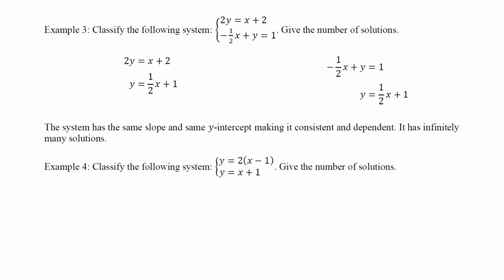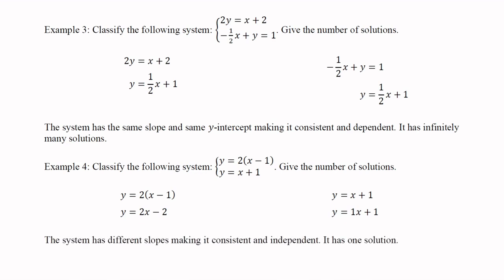In example 4, classify the following system, and we're going to give the number of solutions. Again, we are going to put this in slope-intercept form. So in the first equation, we distribute the 2, and we get 2x minus 2. The second one is already in slope-intercept form, but just to make the point, when x is by itself, our slope is 1. So we have a different slope and a different y-intercept. So we have two independent lines. So we have a solution. It's consistent. The lines are independent of one another, and it has one solution because those two lines will cross at one point.